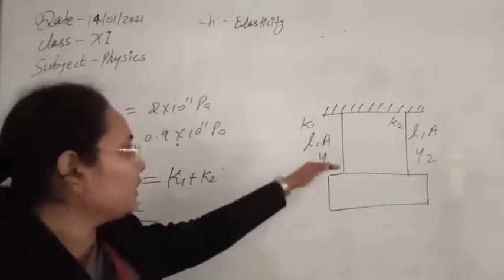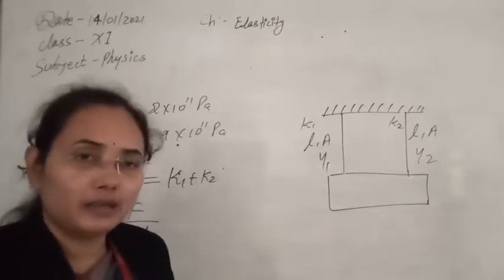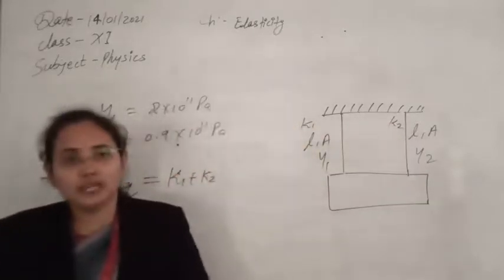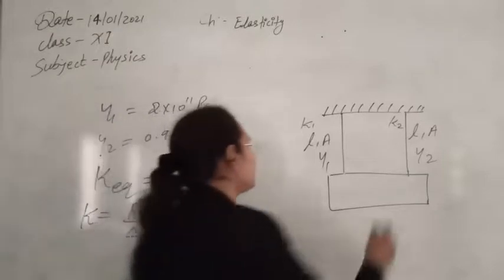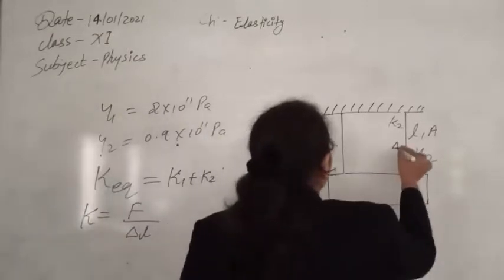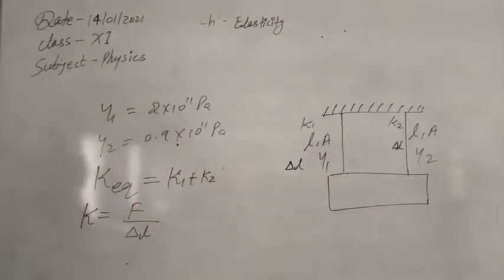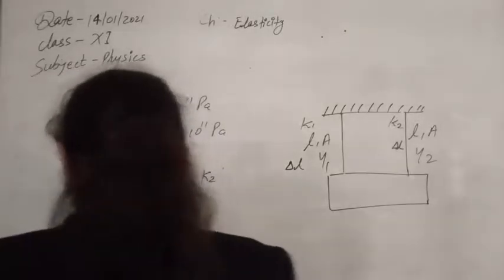So here, suppose in both wires the extensions created are delta L, because both wires have the same length and the same cross-sectional area, so they will undergo the same extension also. So let us suppose that delta L extension is created here as well as here. So the spring constant can be written as F upon delta L. Also, sometimes these extensions will be different, for different cases, suppose the wire's length is changing or other factors are changing, then for that case also we can use this concept.